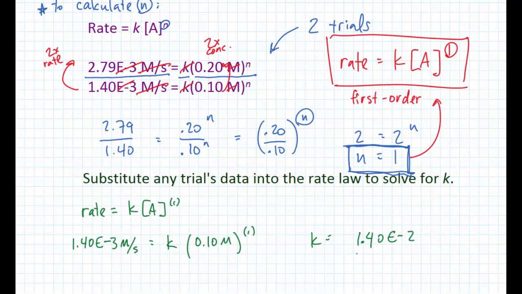But what unit would that k have? Let's think about that. What did I do to 0.10 M to get k by itself? I divided both sides by that 0.10, right? So that M would cancel. So, yeah, per second. You could call that s⁻¹. That's pronounced per second.